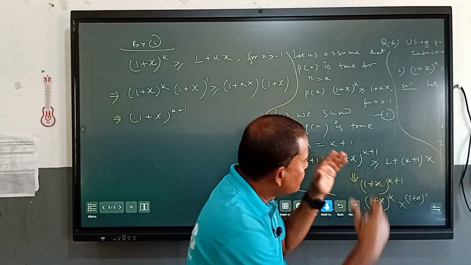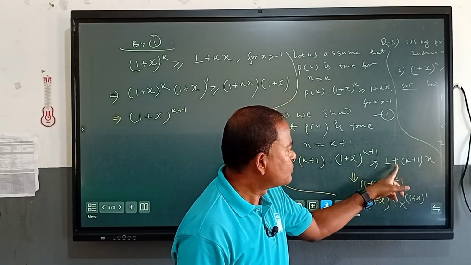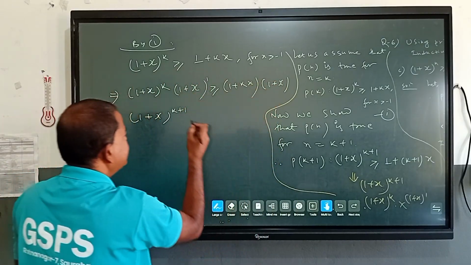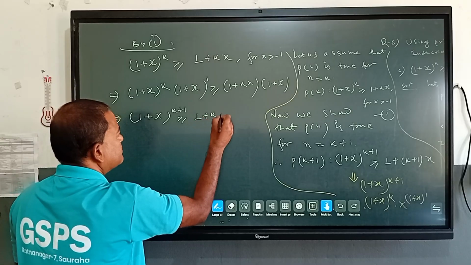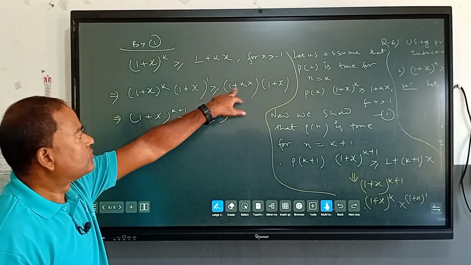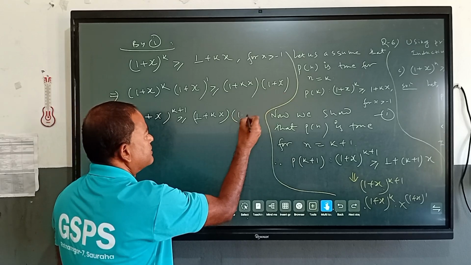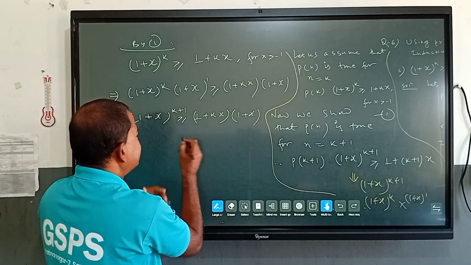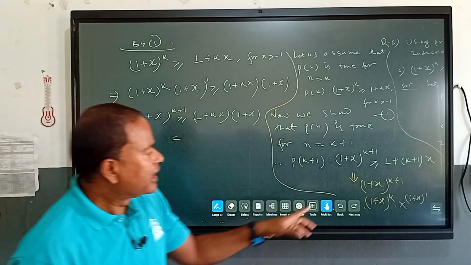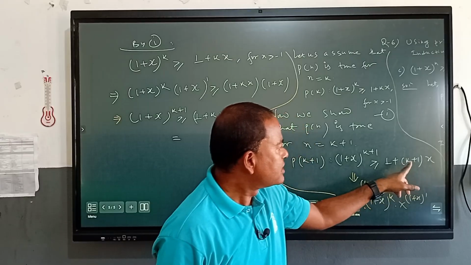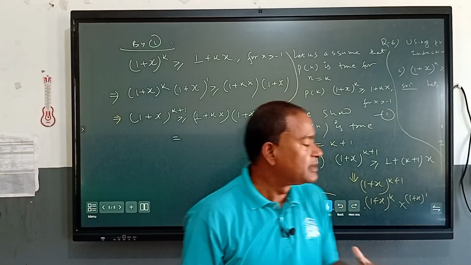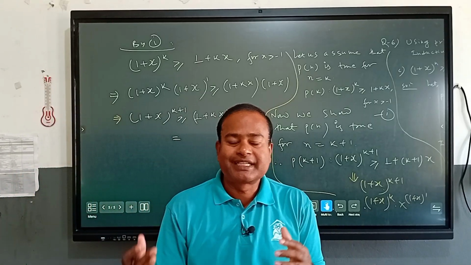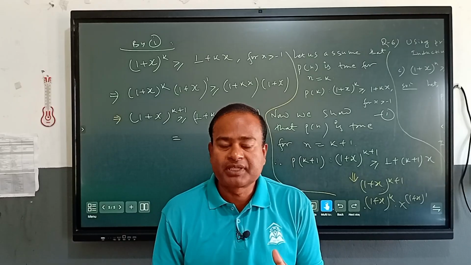Dear students, now the expression of the right hand side is 1 plus (k plus 1) times x. So now we'll only focus on the expression of the right hand side. So let's copy (1 plus kx) times (1 plus x). Now the expression of the right hand side we are going to change into the form of 1 plus (k plus 1) times x, which we need to prove. So we need manipulation, certain tricks in mathematics which are called manipulation.